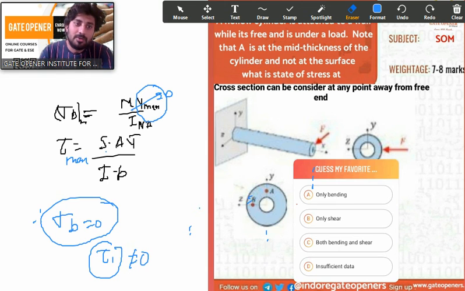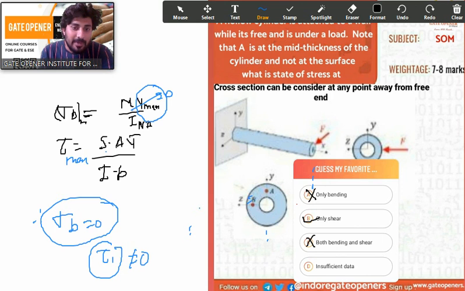In this section I'm not going to discuss how to calculate shear stress, but one thing you are sure of: this question is up to the level of GATE, and you can expect such questions from GATE. I picked this question for you to understand how to calculate shear stresses or normal stresses at a point. So this way you can conclude that only shear will be the correct option. No bending is there, so only bending is not possible, and both bending and shear is not possible.